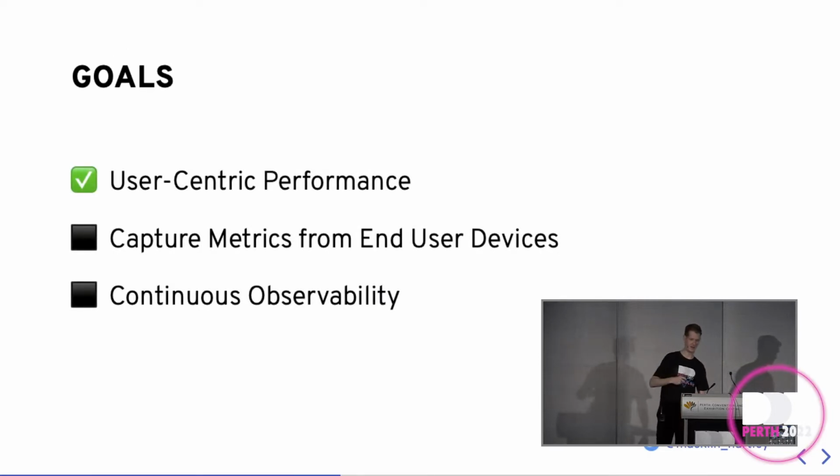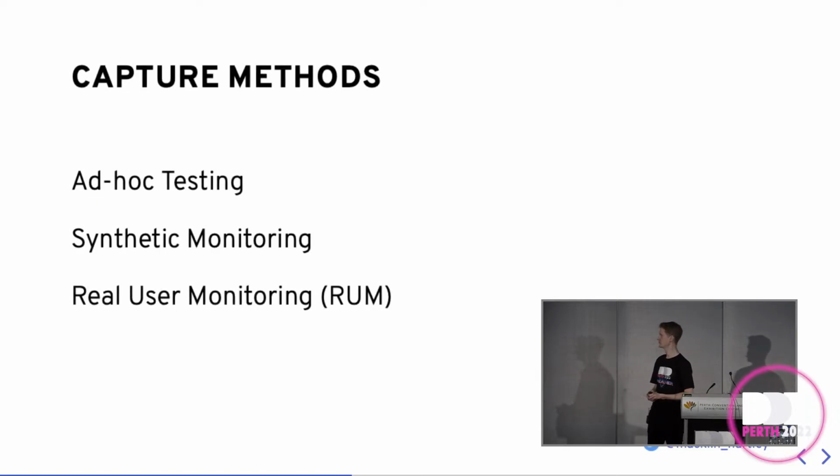So I think we know how to get user-centric performance metrics now. We know what they are, at least, so we can tick that box. Let's figure out now how to actually capture these metrics. There's a couple of different ways that we can capture them. You've got ad hoc testing, synthetic monitoring, and then real user monitoring. So I'm going to go into each one of those.